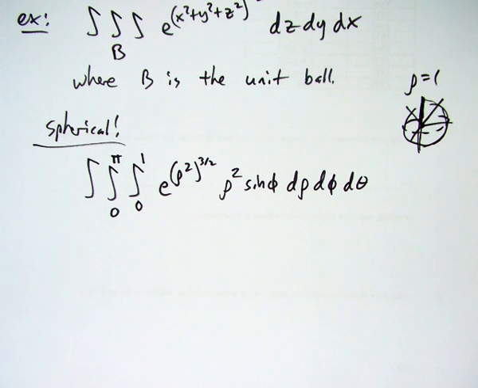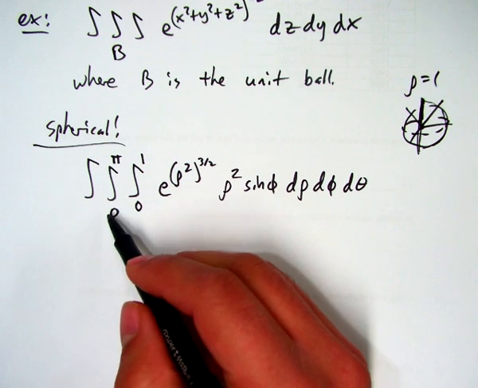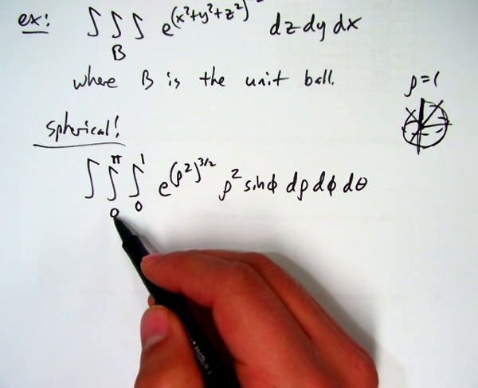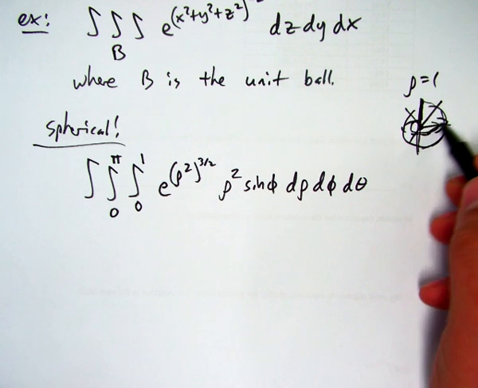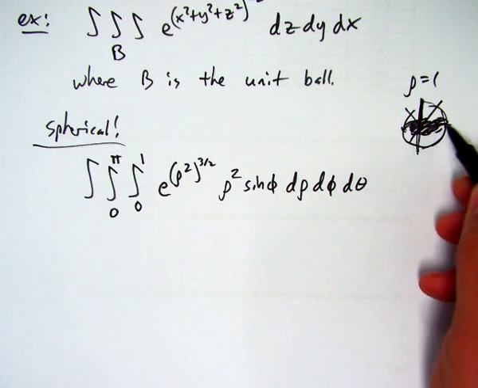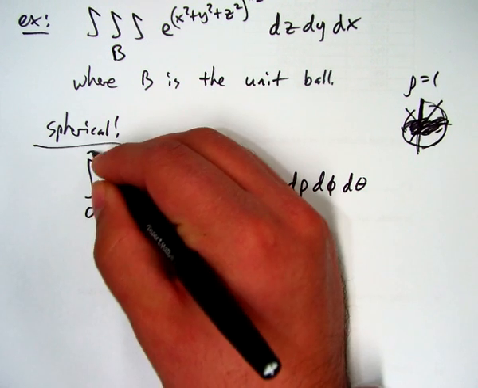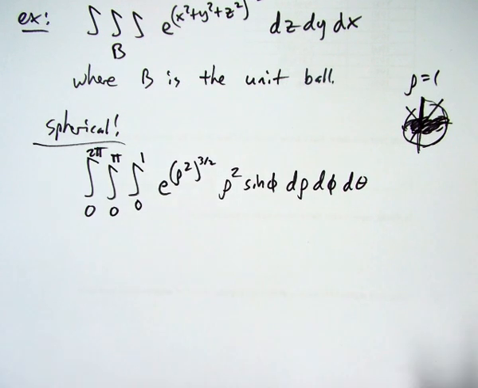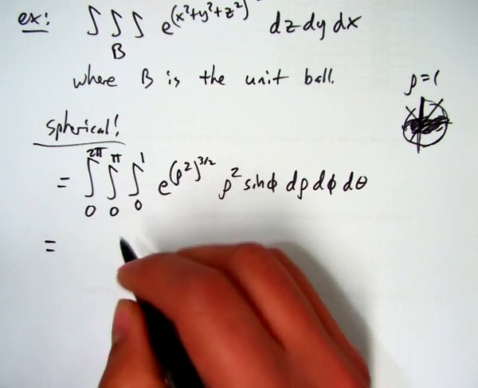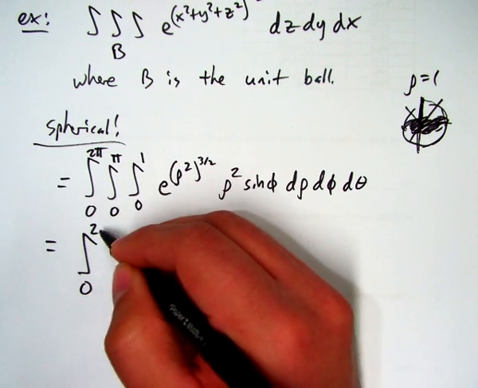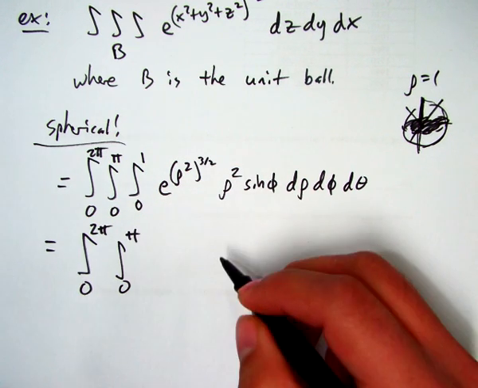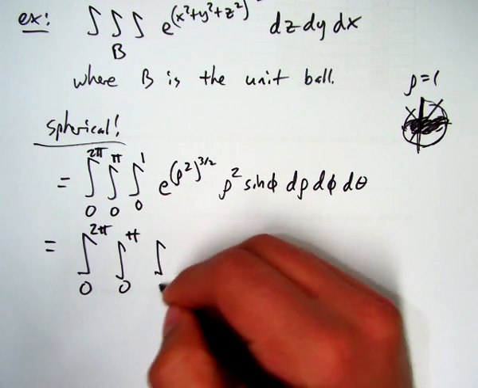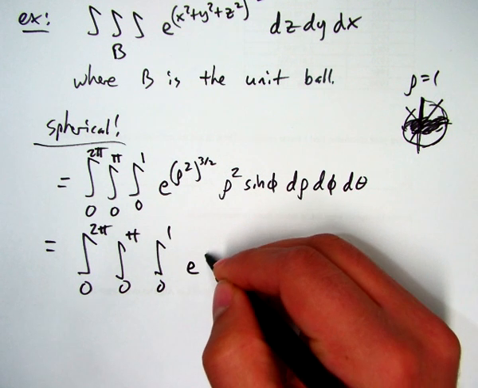Okay. When we first talked about these, this is the lowest and highest value for phi. Gotcha. Theta, there's where you're thinking 0 to 2 pi, right? Because it goes all the way around. So this is how to convert it. And now as far as evaluating it goes, not too bad. 0 to 2 pi, 0 to pi, 0 to 1. We said this was e to the rho cubed, right?